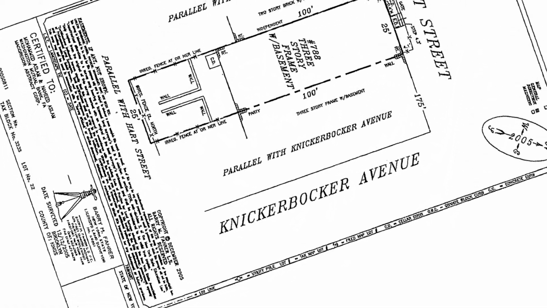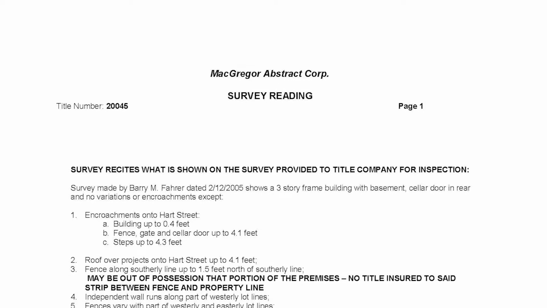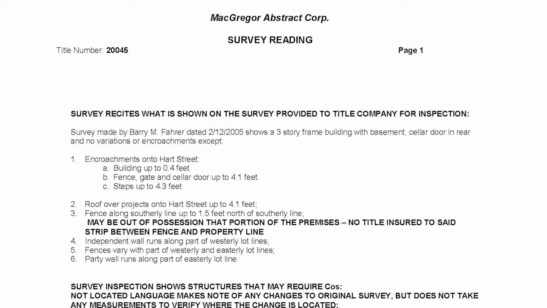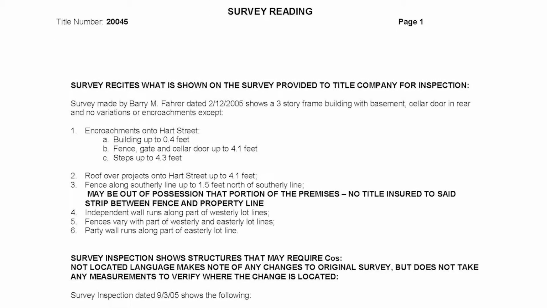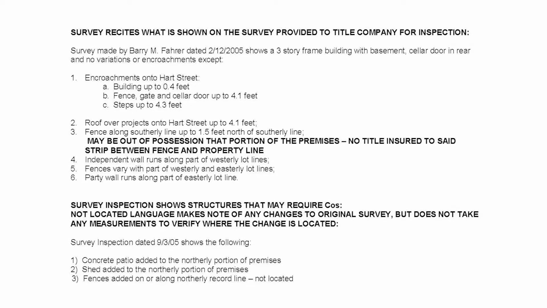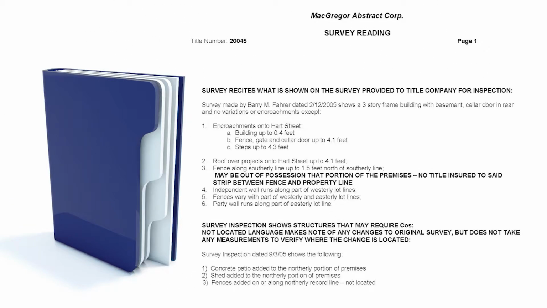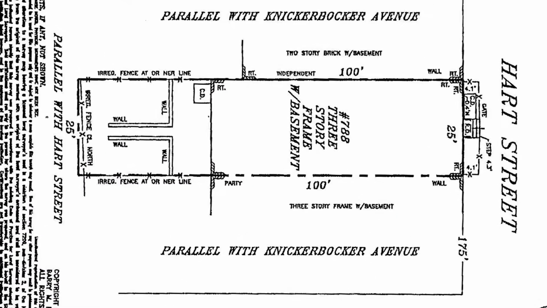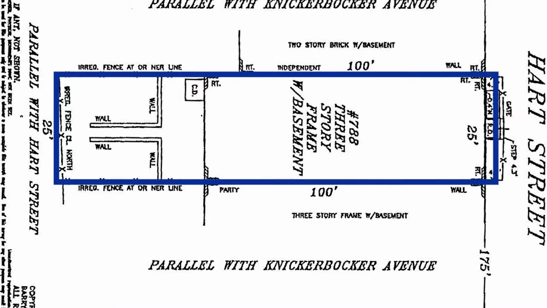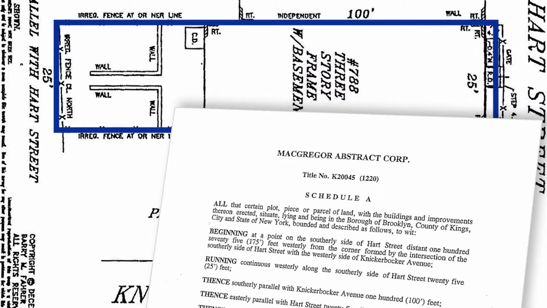A survey print is included in the report together with a reading that lists all potential encumbrances to title that are found on the survey print. This survey reading, which is essentially a written description of any relevant data shown on the survey, is included as an exception in the title policy. The boundaries of the property as drawn on the survey must match the boundaries of the property as described in the Schedule A, since both are describing the same piece of real estate.